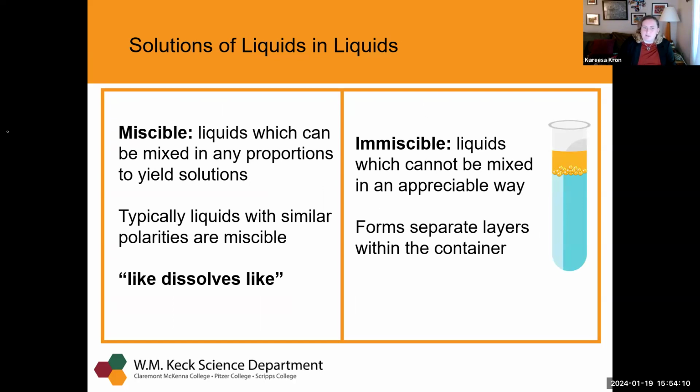And so the language we use for describing liquid-liquid interactions is, are the liquids miscible? And it sounds like mixable, but it's a slightly different language, which is miscible. And it's that these liquids can be mixed in any proportions to yield solutions. And so what this means is if you have two liquids that both can do hydrogen bonding, that if you add a little bit of one liquid that does hydrogen bonding to another liquid that does hydrogen bonding, they're perfectly happy to mix, and vice versa. So you can mix any amount of these two liquids and they always form a solution. They're perfectly miscible, or pretty closely perfectly miscible.